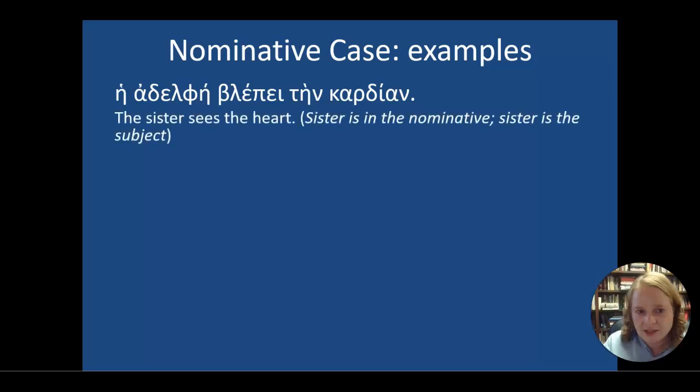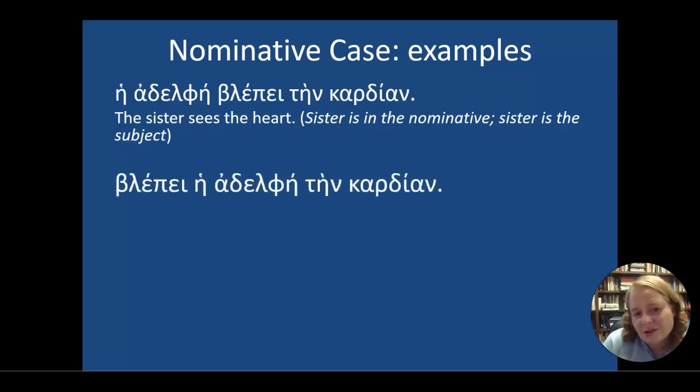Here are some nominative case examples. It goes like this. The sister sees the heart. Hei adelphe, blepe, tein, kardian. The sister sees the heart. Sister is in the nominative, and that you can find in your textbook. And because it's in the nominative, we know that it's the subject.